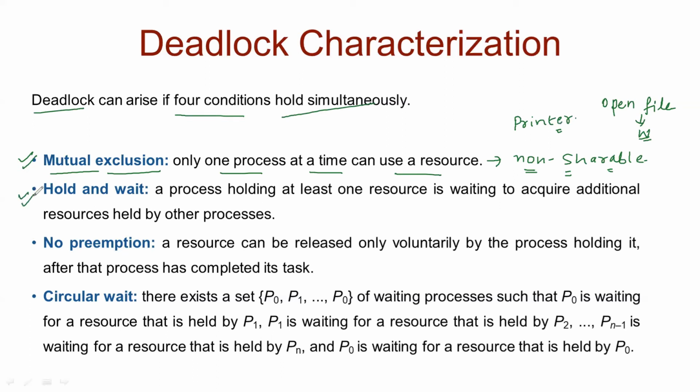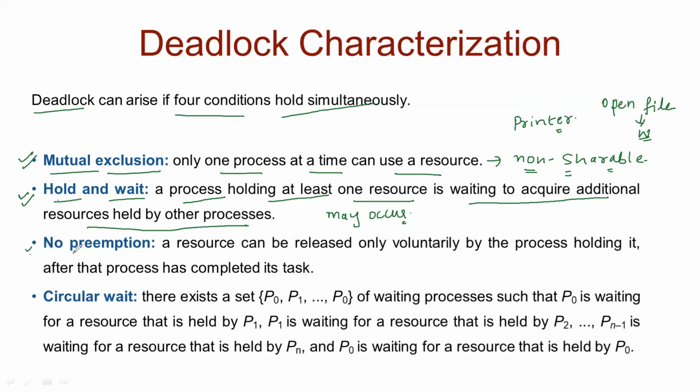Second condition that is necessary for deadlock is hold and wait. As the name suggests, holding something and waiting for something. So it means in your system, a process is holding at least one resource and it is waiting to acquire additional resources which are held by other processes. If this condition occurs in your system, then deadlock may occur. This is another necessary condition for deadlock to occur.